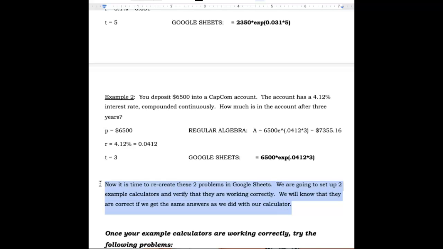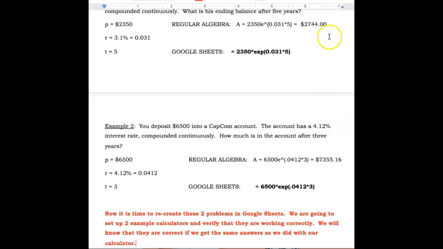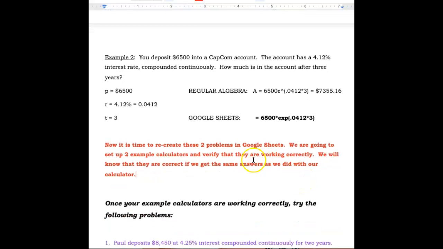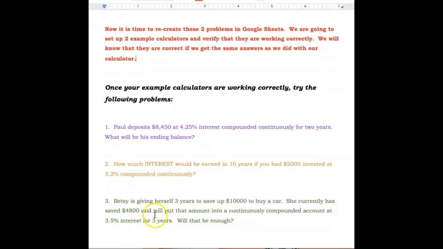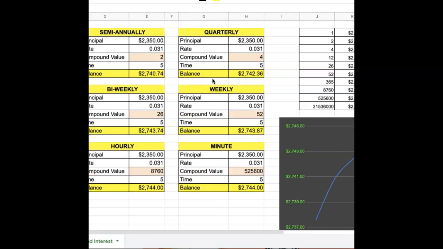All right, it's been a little bit, so now it's time to recreate these two problems in Google Sheets. We're going to set up the two example calculators like we did for simple and compound to verify that they're working correctly and we get these two numbers, 2744 and 7355.16. And then if we get the same answers with our calculator on our spreadsheet, we're ready to go, and then we'll do these three problems here. So go back over to your Google Sheet that we've been using for the past few lessons with simple and compound.